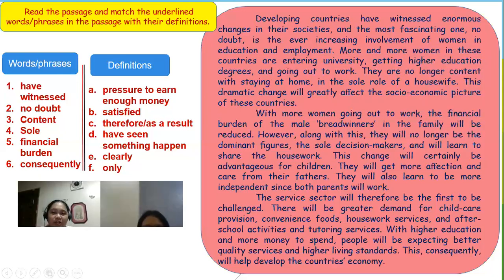So again, developing countries have witnessed enormous changes in their societies, and the most fascinating one, no doubt, is the ever increasing involvement of women in education and employment. More and more women in these countries are entering university, getting higher education degrees, and going out to work. They are no longer content with staying at home in the sole role of a housewife. This dramatic change will greatly affect the socioeconomic picture of these countries. With more women going out to work, the financial burden of the male breadwinners in the family will be reduced. However, along with this, they will no longer be the dominant figures, the sole decision makers, and will learn to share the housework.